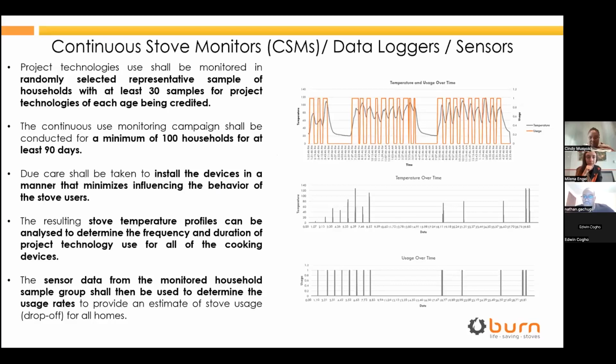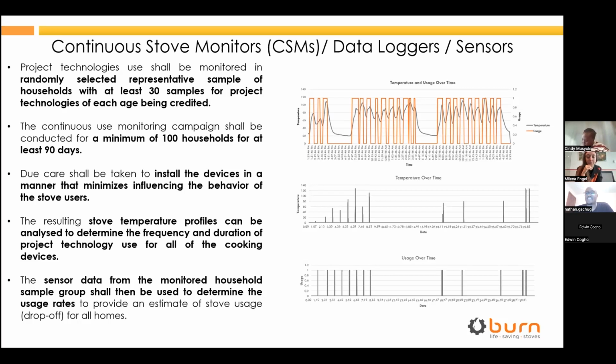Here I have just a few of the screenshots in terms of what the actual data would look like as you receive it. So you'll be able to see that the temperature logger will actually just monitor time and temperature, and then the algorithms are the ones that do the association with actual cooking events. How we are looking to structure our digital monitoring and verification through these continuous sensors is using a sampling approach where we will have different age cohorts represented with at least 30 households, and we want to be able to monitor their cooking habits over a 90-day period.